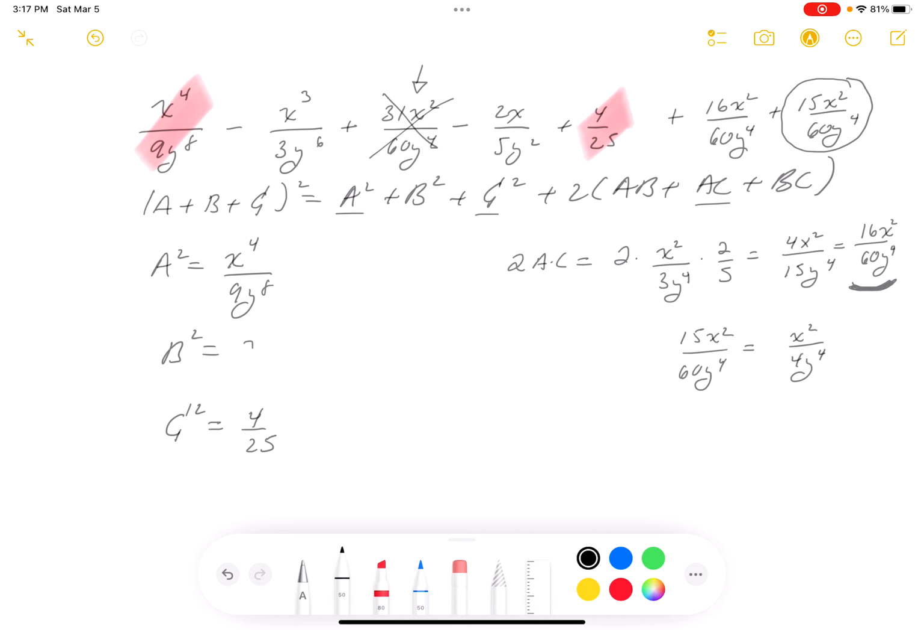I'll write this down for you: x squared over 4y^4. All right, I'm going to start to erase. This I broke into two terms.